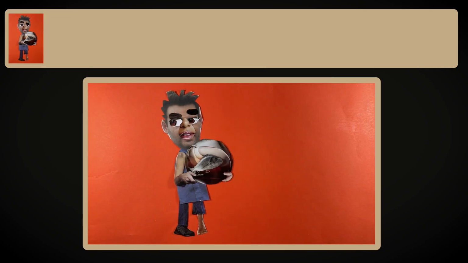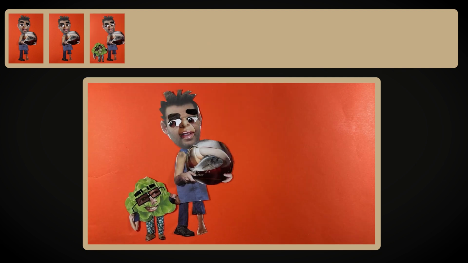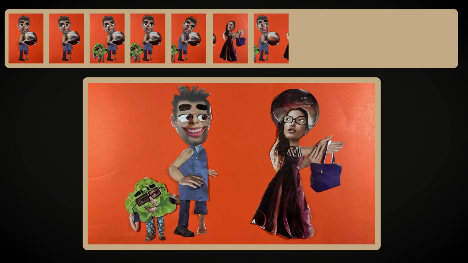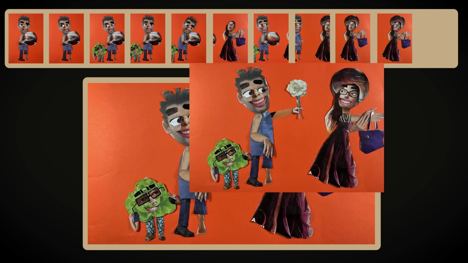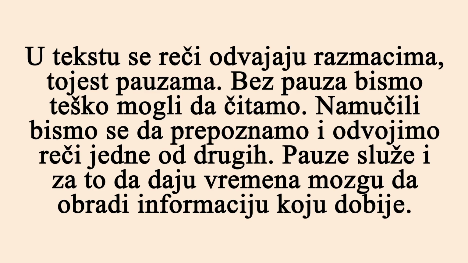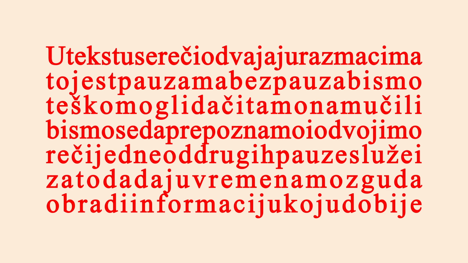Just like a sentence is split into words, animation is split into movements. In text, the words are segregated using spaces or pauses. Without these pauses, we would have a hard time reading. We have taken the effort to recognize and split words from one another. This is the point of a pause, to give the brain some time to digest the information it receives. Fast reading often has the consequence of missing some importance of the text.